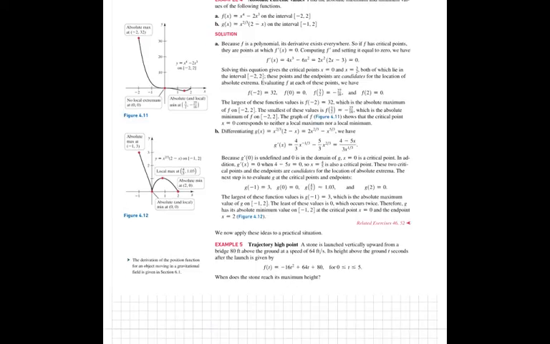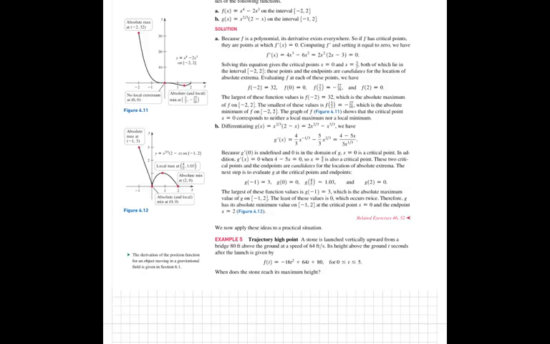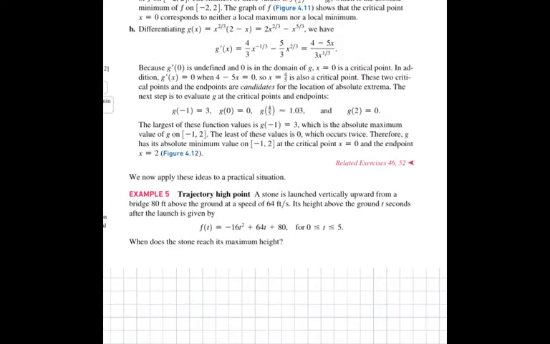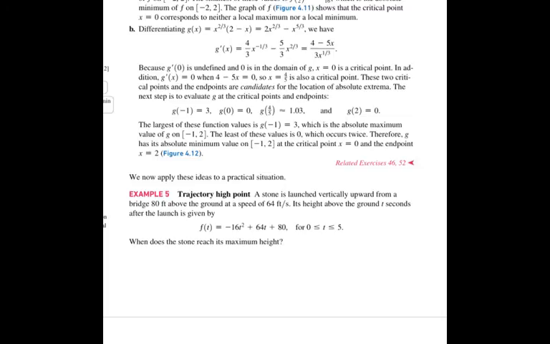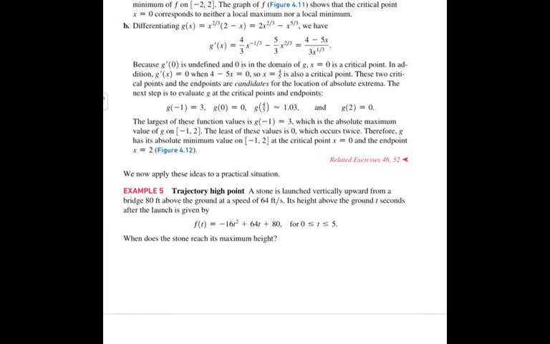So in this example, it says: trajectory high point. A stone is launched vertically upward from a bridge 80 feet above the ground at a speed of 64 feet per second. Its height above ground t seconds after the launch is given by this for the closed interval from 0 to 5. When does the stone reach the maximum height?